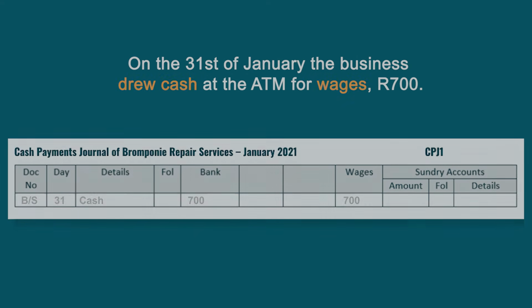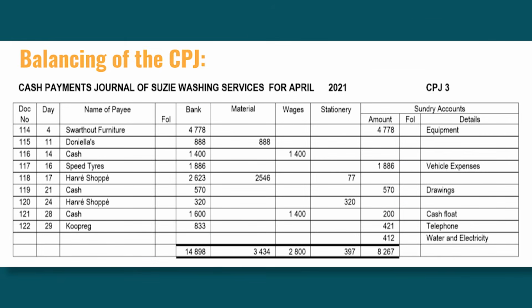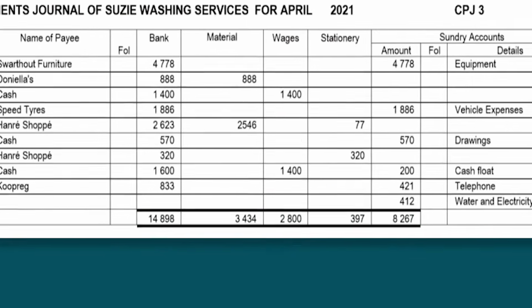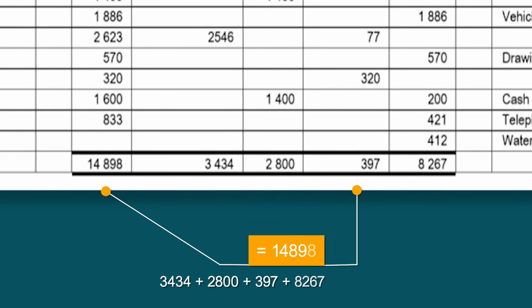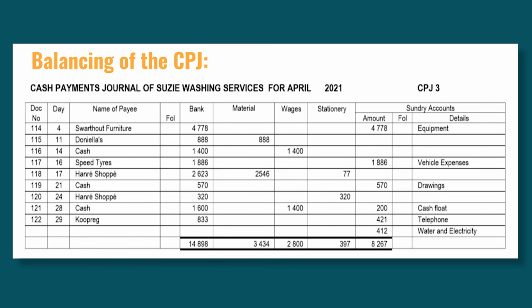Alright, grade 8 learners, so we've done a lot of examples, but these examples need to be brought together in one table. Once we have completed the CPJ for the month, we need to have the totals for each column. The total of the bank column must equal the sum of all the other columns. If these two are equal, we say that the CPJ balances. That means that the same amount appears on both sides. Let's run through the table from top to bottom.